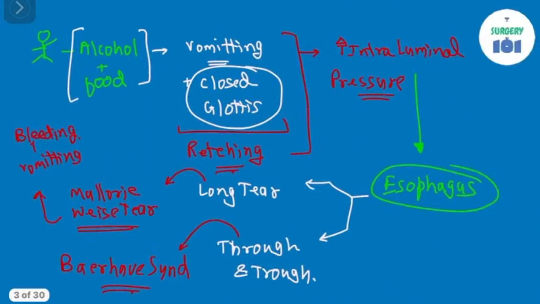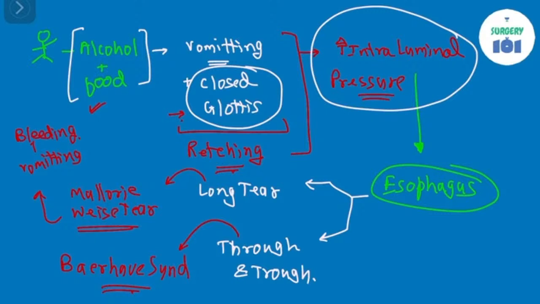Over here, what is happening? There is a patient who has drunk a lot of alcohol and food and so on. Because of this, what is happening? The patient is vomiting, but this particular vomiting is against a closed glottis. The glottis is closed, and because of this, there is a rise in the intraluminal pressure. Because there is a rise in the intraluminal pressure, the esophagus develops a longitudinal submucosal tear.